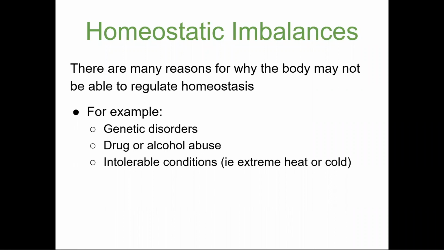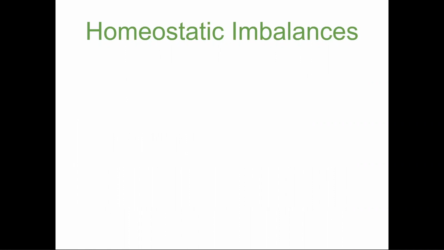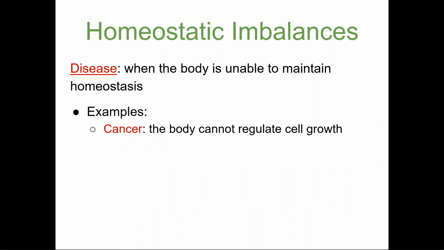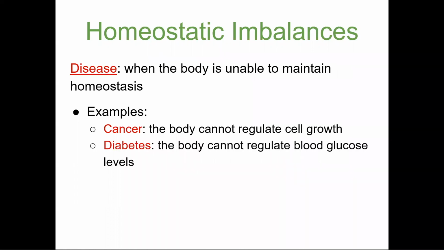But a lot of times, these imbalances are treated by endocrinologists because they involve the endocrine system. All right. So when we think about disease where we can't do this, maybe cancer. The body can't regulate cell growth. Diabetes, can't regulate blood glucose levels. And so for diabetes, you might have to take insulin or metformin, different medicines that help you do that. Of course, with cancer, you might have to do things like chemotherapy or surgery to remove the cancer.